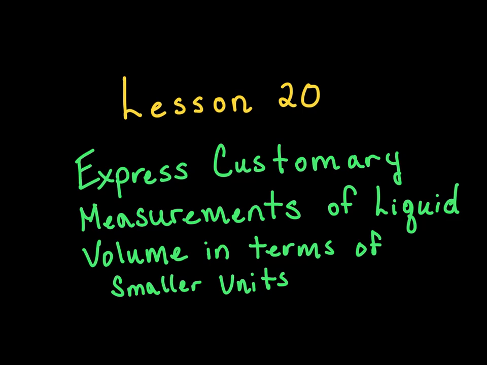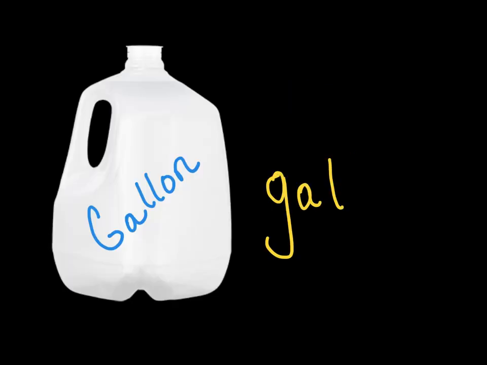Good evening. We're going to continue with lesson 20 in our unit 3. Express customary measurements of liquid volume in terms of smaller units. So I'm sure you've seen this type of picture before, possibly in your refrigerator, of milk. But this is what a gallon would look like. How they abbreviate a gallon is GAL, gal.